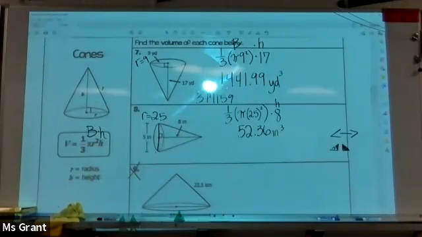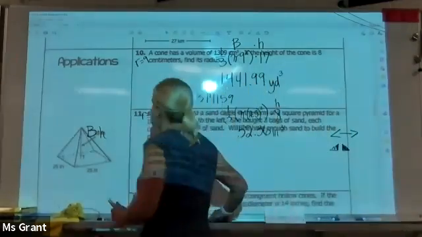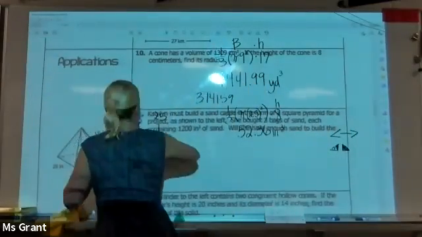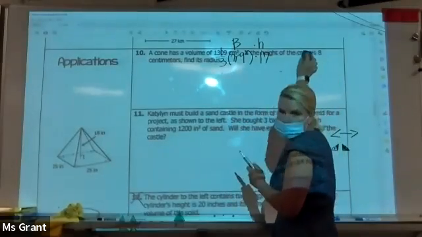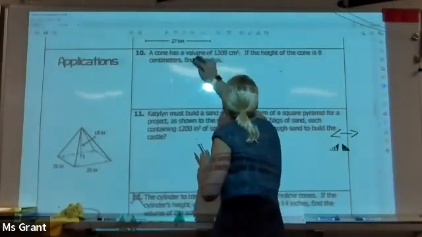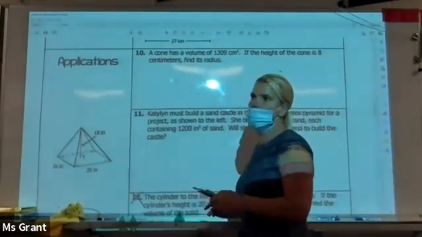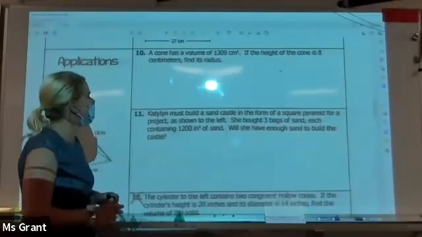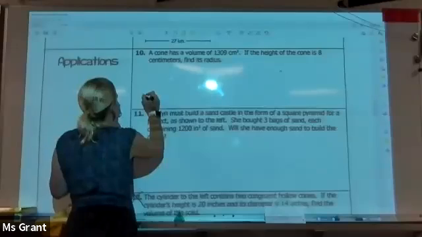All right, going to 10. Let's put this into practice. I get to draw a cone and I want you to practice drawing a cone. Drawing a picture for any sort of word problem, a diagram, underlining important information, highlighting, it's all good habits. A cone, great.